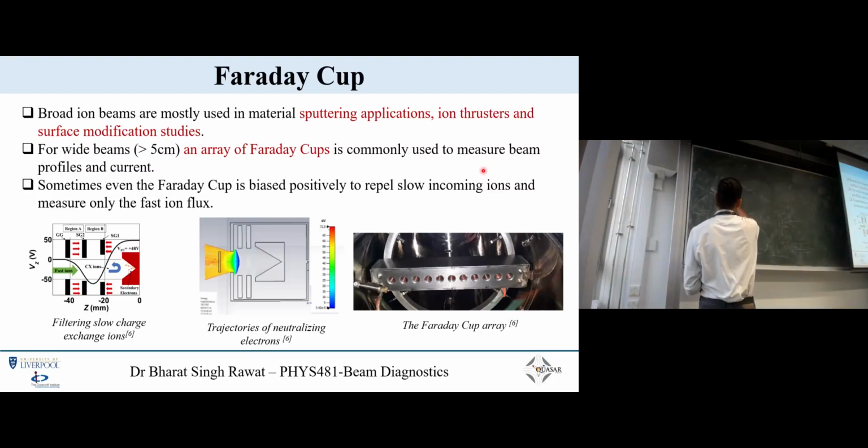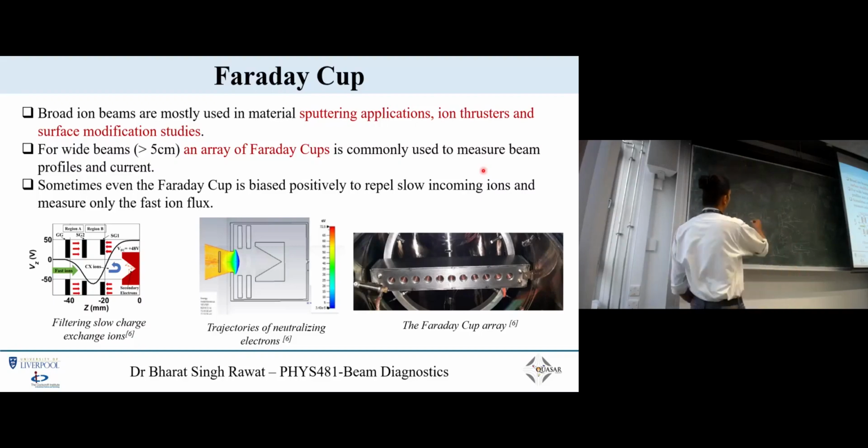So let's say if this is your ion source and the beam is this big, there are two ways in which you can measure the beam profile. One is you use a single Faraday cup and you move across the beam, and then it will give you a Gaussian profile, because here you measure less intensity, and as you go towards the center, your intensity will increase, and at the end it will reduce again.